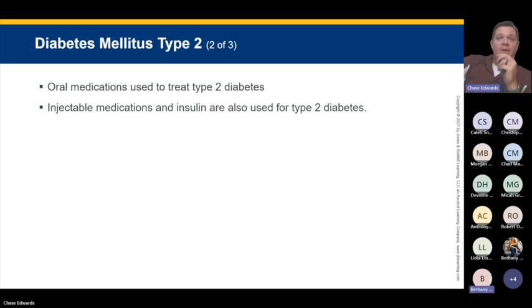All right, there are some oral medications that can be used to treat type 2 diabetes. Some increase the secretion of insulin, and they pose a high risk of hypoglycemic reaction. Some of them also stimulate receptors for insulin. Others are going to decrease the effects of glucagon and decrease the release of glucose stored in the liver. There are also some injectable medications, and insulin is also used for type 2 diabetes.